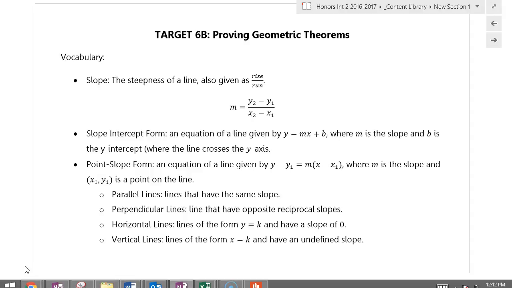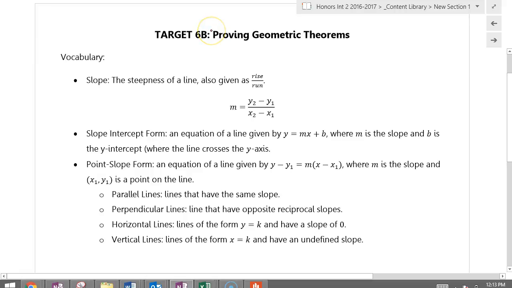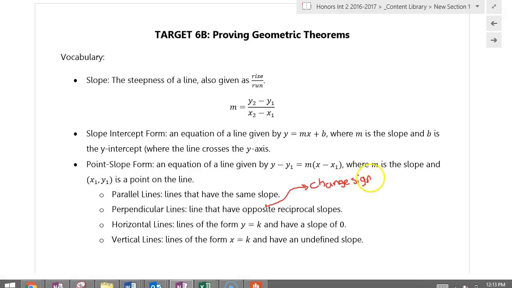Then we have four different types of lines we're going to be looking at. Parallel lines, and how you know lines are parallel is that they have the same slope. There are perpendicular lines. You know lines are perpendicular because they have opposite reciprocal slopes. The word opposite, in this case, just means that you change the sign. So if it's positive, it goes negative. Negative goes positive. Reciprocal means flip the fraction.